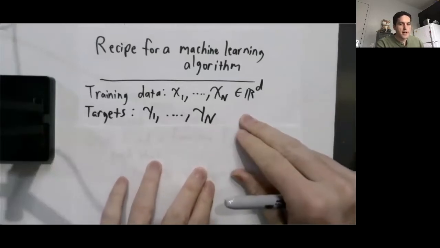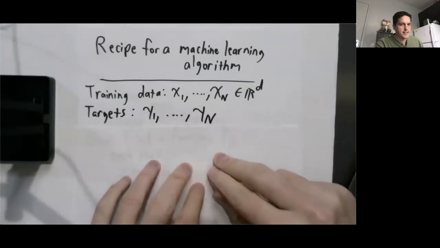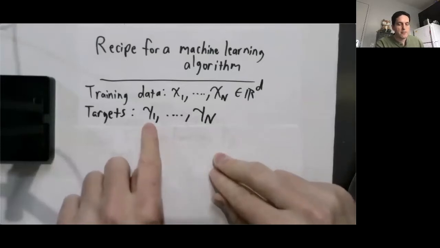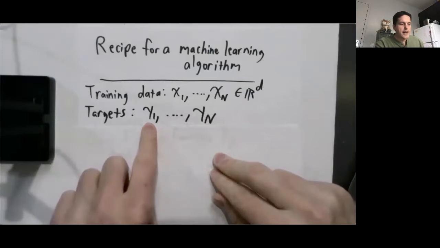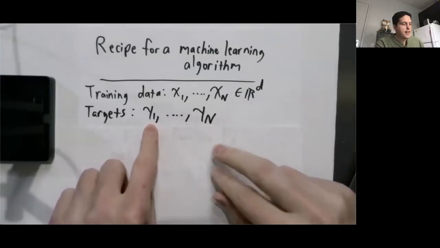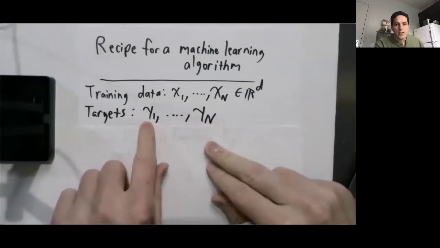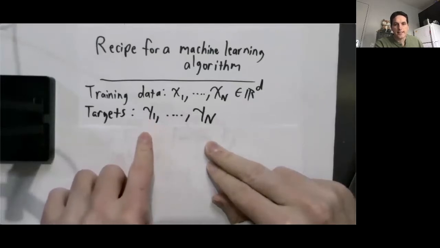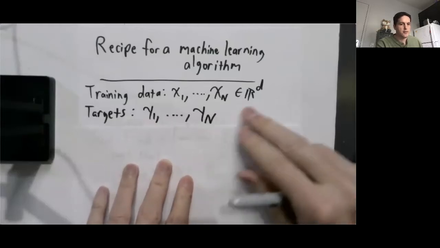If we're doing regression, for example, predicting housing prices, then each of these targets, yi, is going to be a real number. If we're doing binary classification, then each target value is going to be a label, typically either 0 or 1. And if we're doing multi-class classification, then each target value will be a vector in Rk, where k is the number of classes in our classification problem.